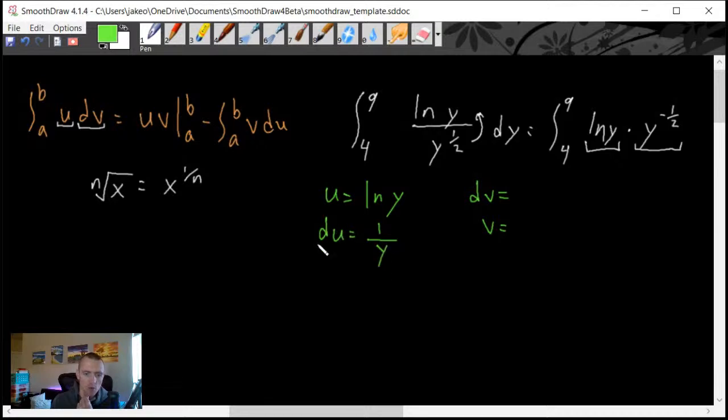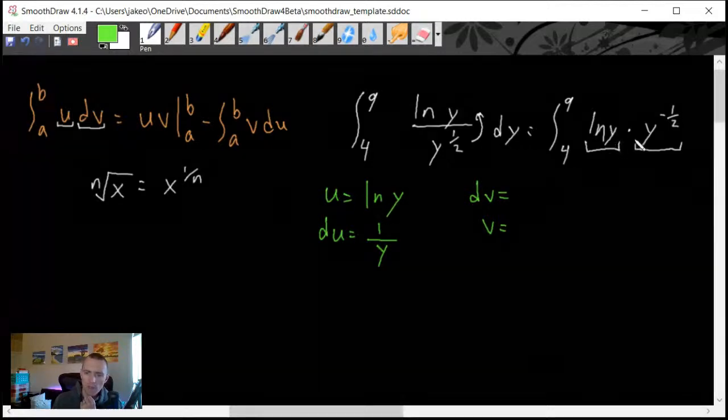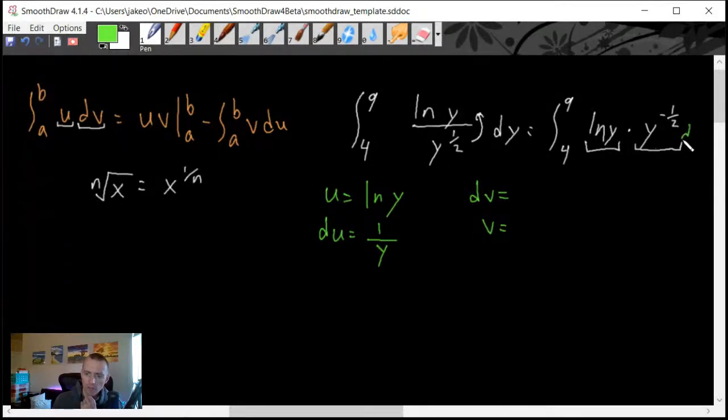So the du in these integration by parts problems is always just going to be the derivative of u. Well, if u is ln of y, du is just 1 over y. Okay. If ln of y is our u, then y, and actually I should have had a dy on here as well, y to the negative 1/2 dy is going to be our dv. So the dy is always going to carry in with the dv here, and then we also need a dy in our du term. So the du term and the dv term are always going to have dy, or d whatever your variable is.